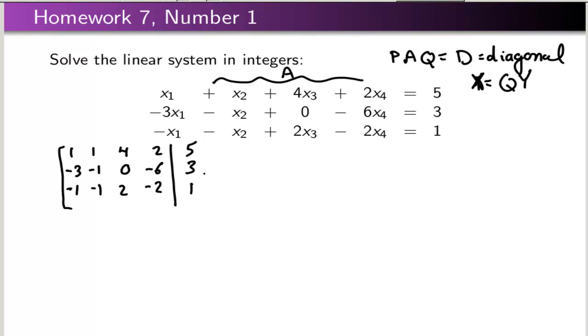And then you don't need to keep track of the row operations. So P is doing the row stuff, Q is doing the column operations. And so I just want to keep track of the column operations, so I augment this matrix with an identity matrix.